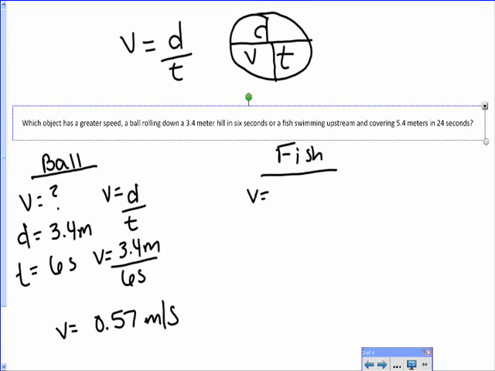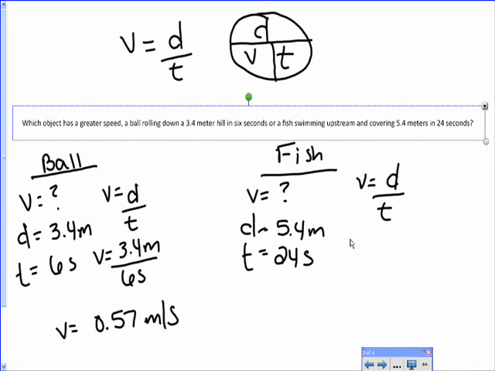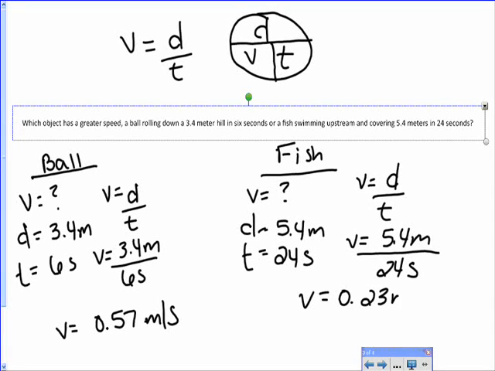Now let's go ahead and calculate the fish. Fish is V equals, D equals, T equals. And it says the fish swimming upstream and covering 5.4 meters in 24 seconds. And so we're looking for the speed. V equals D over T. Fill in our numbers. 5.4 meters for distance divided by 24 seconds for time. And when you put that in your calculator, you're going to say 5.4 divided by 24. And that's going to give you 0.23 meters per second.